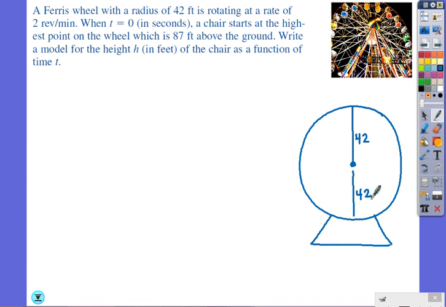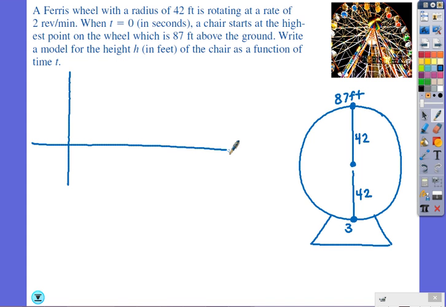And when t equals 0, we're starting at 87 feet above the ground. So when we're at the lowest point, it'd be 87 minus this diameter, so minus 84. So we'd be 3 feet in the air when we're at the bottom. And it's going around 2 times every minute. So let's see if we can draw this.